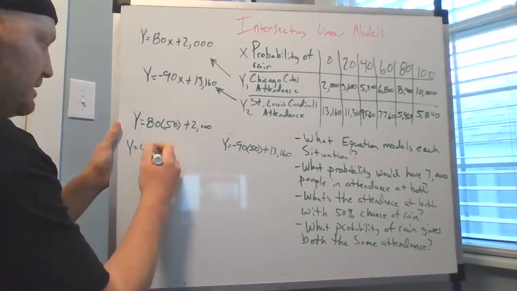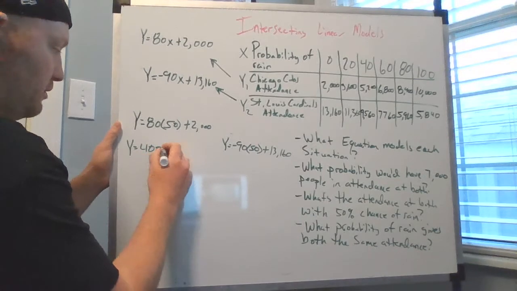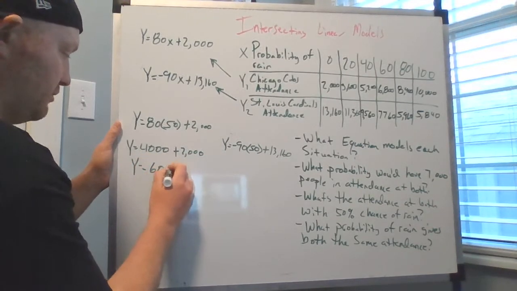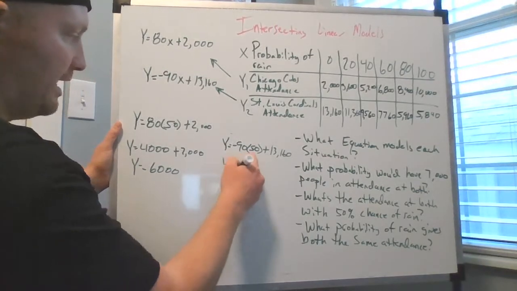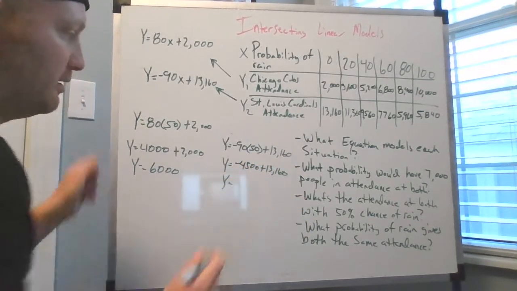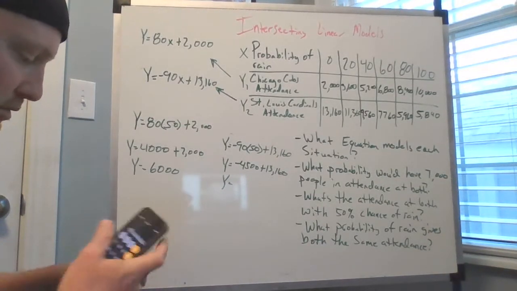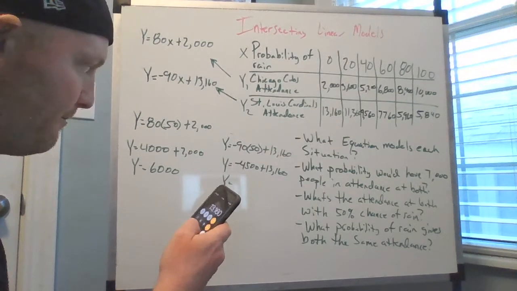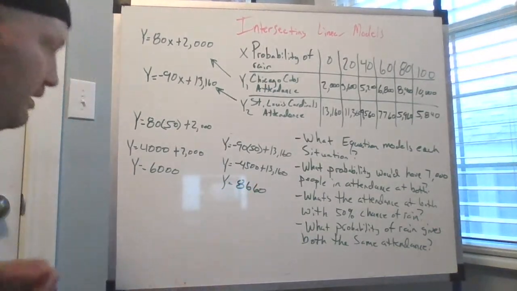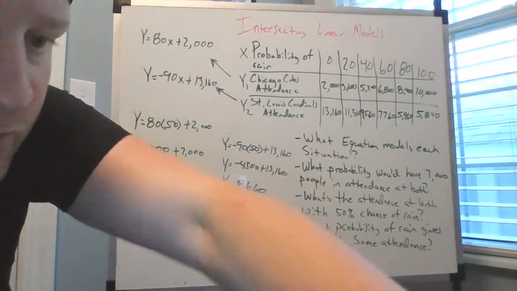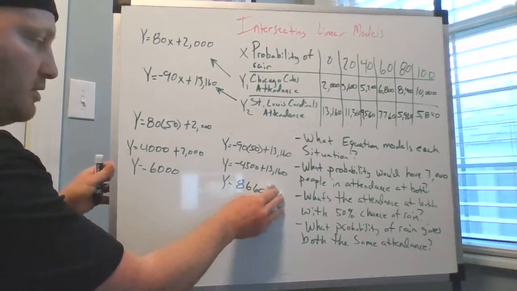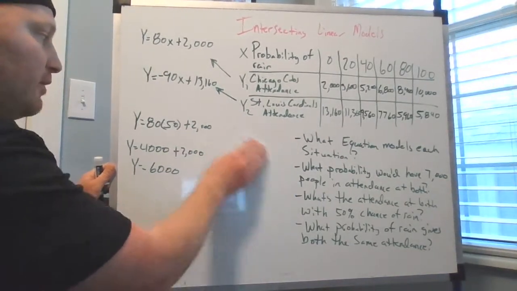80 times 50 is 4,000 plus 2,000. Y equals 6,000. 90 times 50 is negative 4,500 plus 13,160. Well, let's do this. What is 13,160 minus 4,500? So our attendance is 8,660. There you go for that. Just replace the letters we know with the numbers we're given and solve. Last but not least, you're going to be seeing questions just like this in today's work. So it's the same process, different numbers. Follow and trust the process.